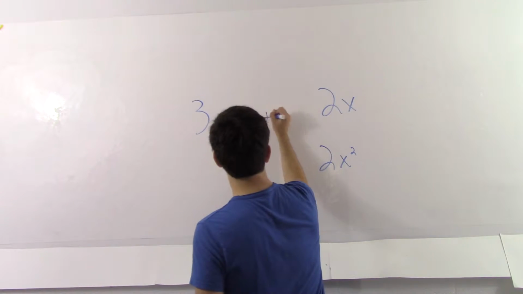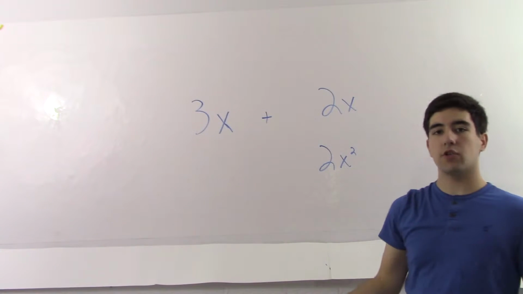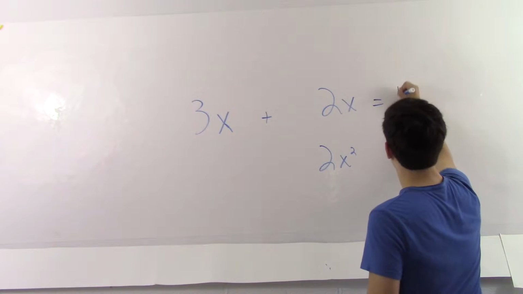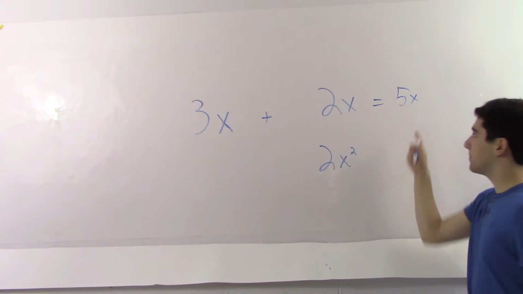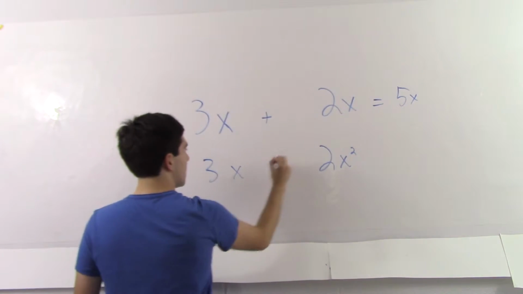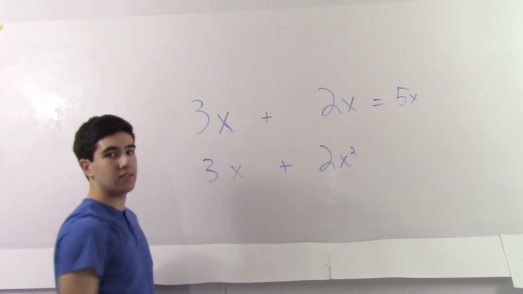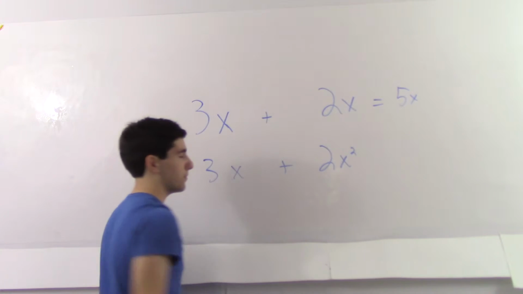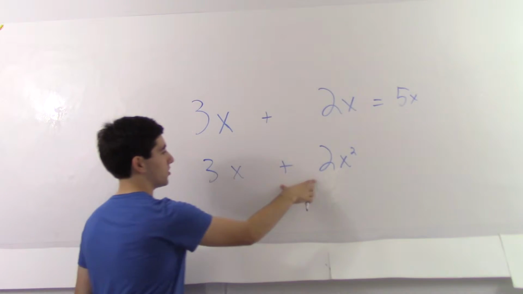Now, what can you do with like terms? Like terms can be combined by addition or subtraction. So 3x plus 2x is 5x, and it can be simplified to that. However, 3x plus 2x squared cannot be added together because they have different exponents despite the same variables. So in that case, you would leave it just like this.